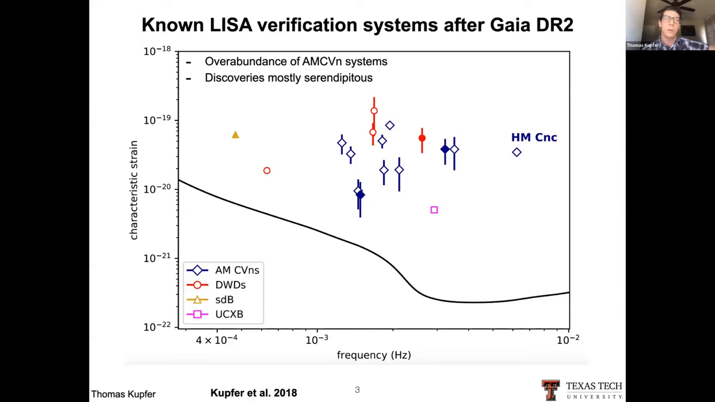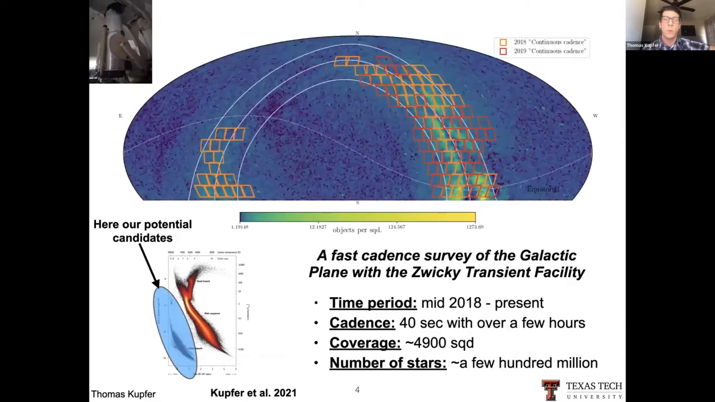Let me now go slowly towards what we now know. First, we have done much more work to find them more systematically. There have now been several surveys, and I want to give a brief overview of one of them because I was part of it. It was a survey with the Zwicky Transient Facility, where we tried to find these sources in a much more systematic way. We focused on specific parts of the galaxy, especially the galactic plane, observed this part of the sky repeatedly with a very high cadence, and looked for short period variability.